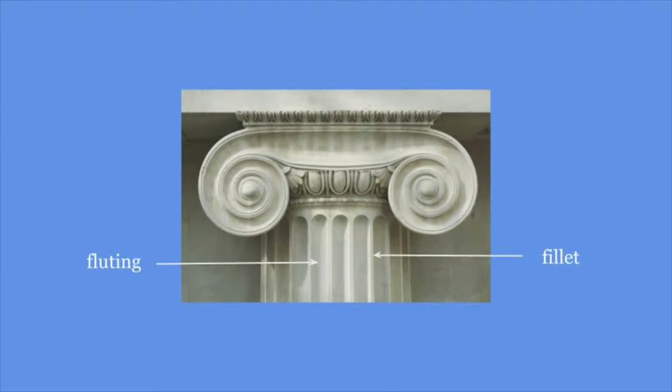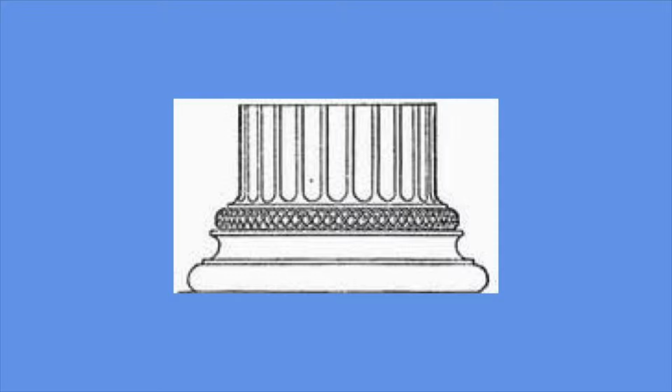So underneath the capital is the shaft. For all three orders, the shaft features fluting, but for the Ionic and Corinthian orders, in between each fluting is a fillet. Something that the Doric order doesn't have, that both the Ionic and Corinthian orders do, is a base. And like all of the other features of the orders, the base can vary in its decoration as well.